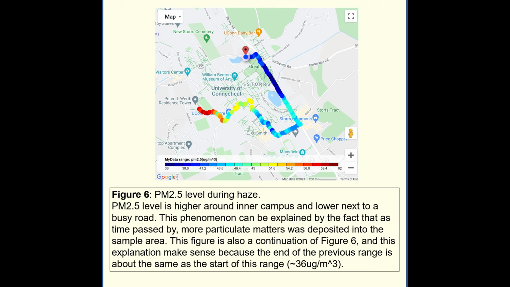This phenomenon can be explained by the fact that as time passed by, more particulate matter was deposited into the sample area, which makes sense because the end of Figure 5's range is about the same as the start of Figure 6's range, at around 36. It is also worth noting that at the end of this walk, the PM2.5 level reached a staggering 60 micrograms per meter cubed, which is very unhealthy even for the general population.